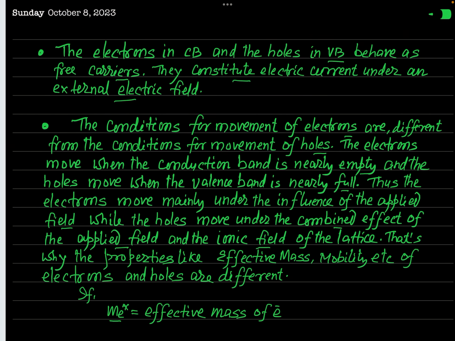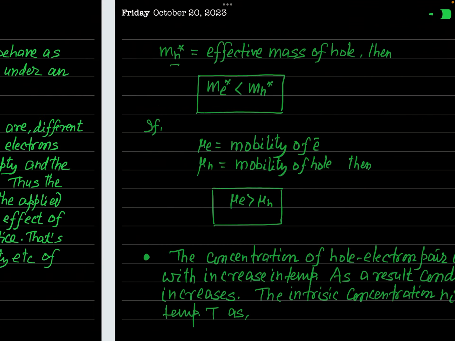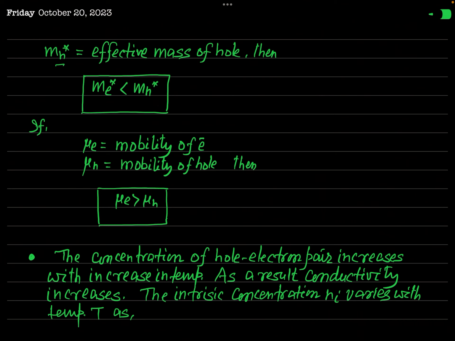Actually, all these things I have mentioned here, you can see the conditions for movement of electrons are different from the conditions of movement of holes. The electrons move when the conduction band is nearly empty and the holes move when the valence band is nearly full. Thus, the electrons move mainly under the influence of the applied field, while the holes move under the combined effect of the applied field and the ionic field of the lattice. That's why properties like effective mass and mobility are different.